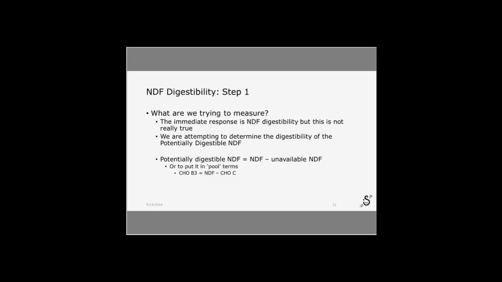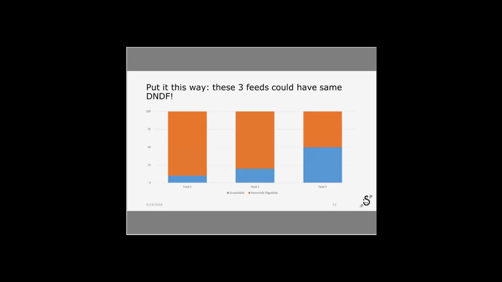Historically, and this is still the way we do it in the model, what we're looking at is calculating carbohydrate B3, which is the NDF minus the carbohydrate C pool. Sounds pretty simple. And here's where this potentially digestible NDF gets really interesting. Here's 3 examples. They could all have exactly the same 30-hour NDF digestibility.